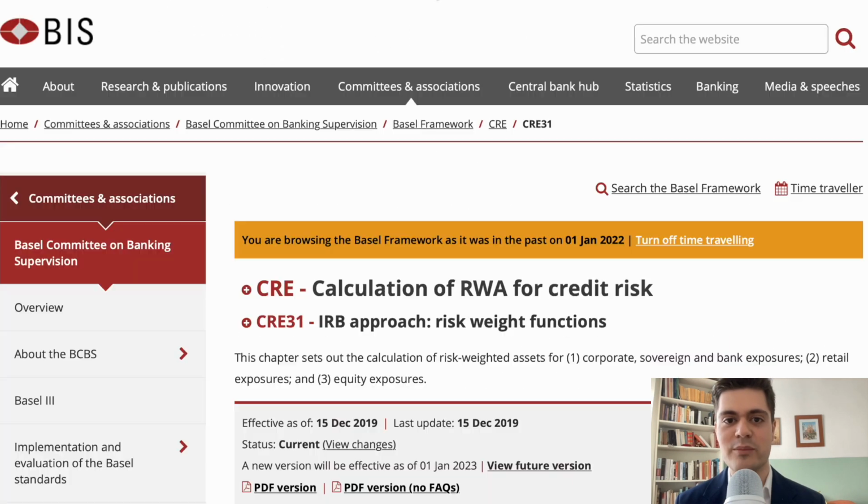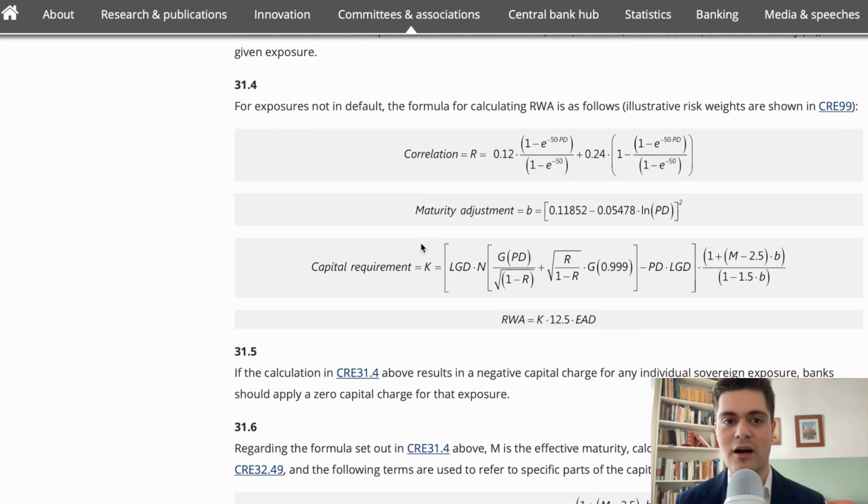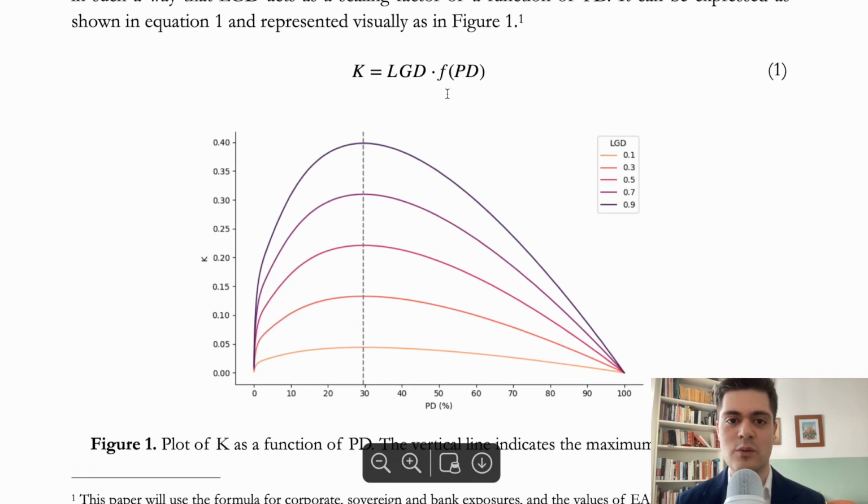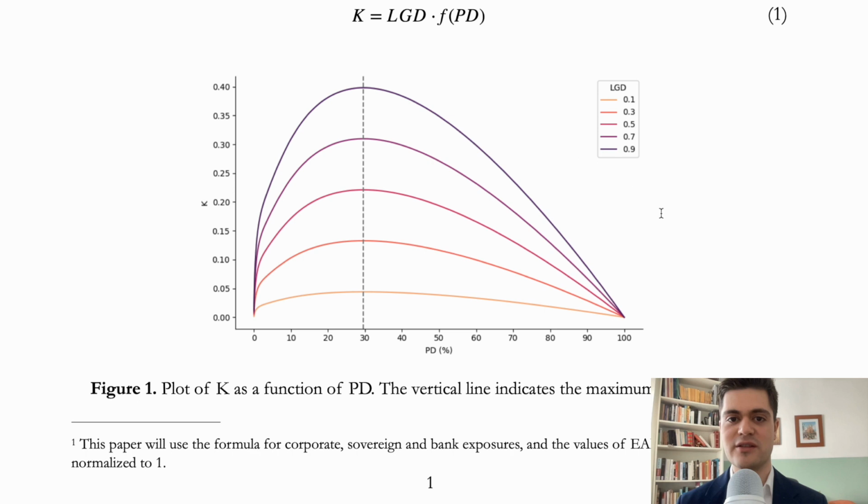Under the IRB approach, capital requirements are established using the risk weight function right here. We can summarize it with this expression, which shows that capital requirements, or the risk weight, can be expressed using equation 1, where the loss given default acts as a scaling factor of a function of PD. Here we have its graphical representation for different values of LGD. The vertical line shows the PD that maximizes the function. The most important thing to notice here is its concavity.